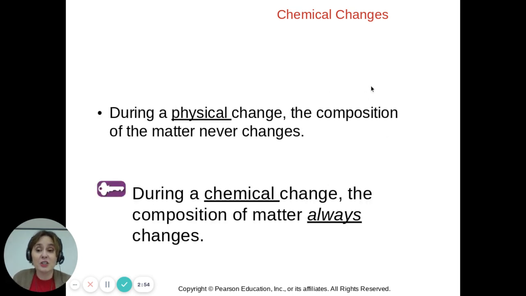During a physical change, like what we just saw, the composition of the matter doesn't change. But then again, that physical change just involved crushing up the carbon or the charcoal. With a chemical change, say we light a match, throw it on there, or ignite it, set it on fire somehow, the composition is always going to change. You're always going to get something different at the end.